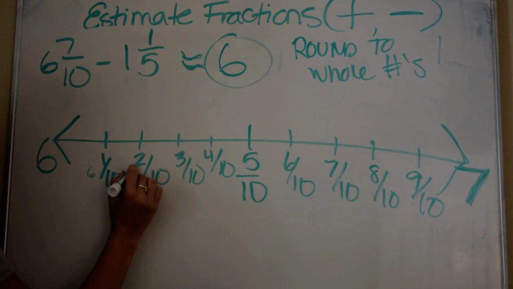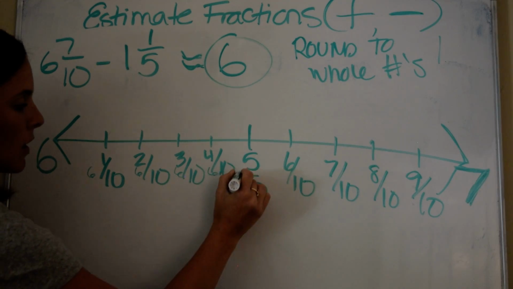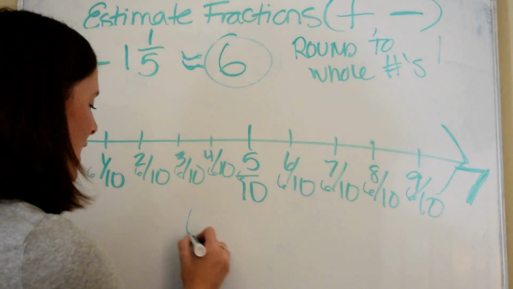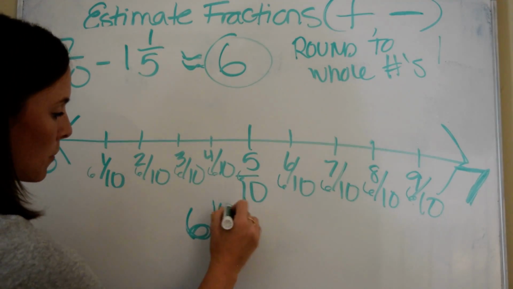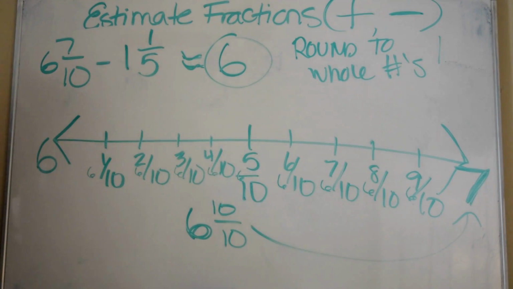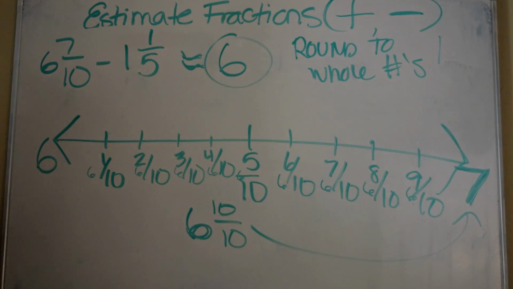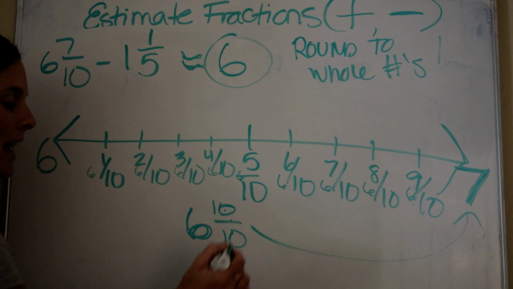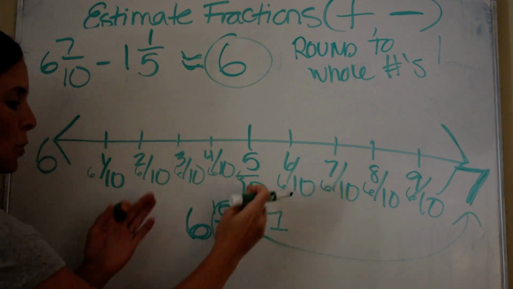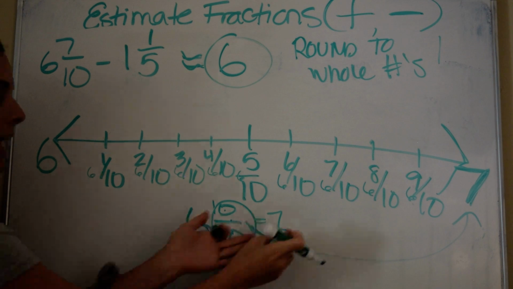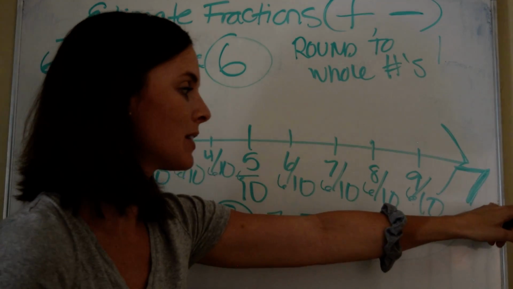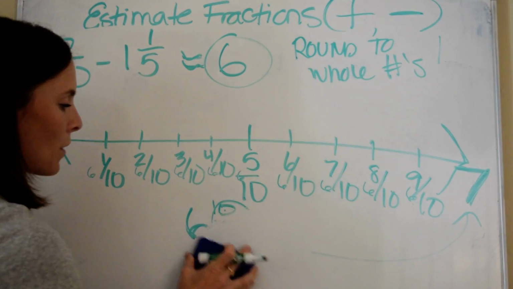6 and a 10th, 6 and 2/10, 6, all the way down, because 6 and 10 out of 10, I want to show you this, is technically representing my 7. Why do I change it into a 7 though? Well, because what is 10 out of 10? That's a whole. 10 out of 10 is a whole. So together I have 6 and a whole. 6 plus 1 is 7. That's why this represents a 7, okay? It's the next whole number.